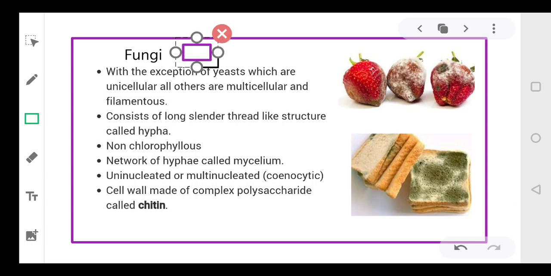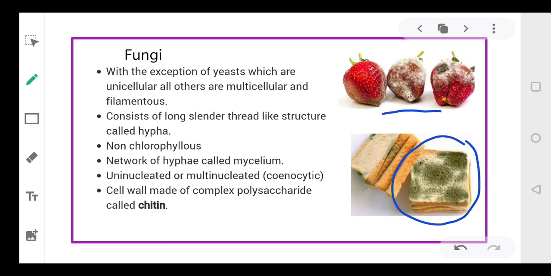Fungi basically. Now coming to this fungi, you must have seen these spots on the bread, isn't it? This is what we commonly encounter in our daily life. Secondly, you must have seen the rotten fruits, isn't it? These are all examples of fungi. Your fruits and your bread are showing you the presence of fungi, right? So these are the examples with which we are familiar, and these are because of the fungi.